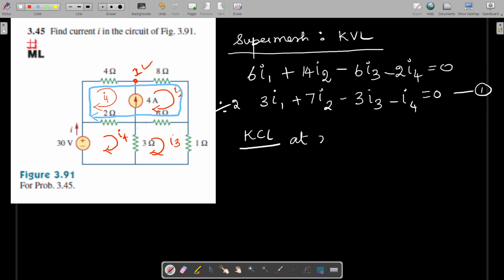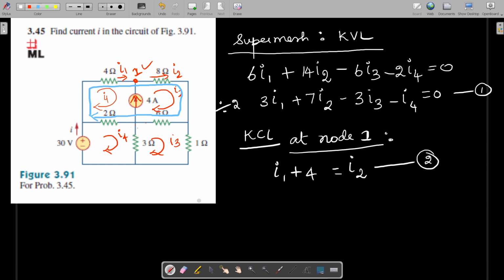Okay. So at node 1, here the current I1 is flowing in this direction, this I2 is flowing in this direction, and the 4 amperes current source is flowing towards this junction or the node. Okay. So what are the incoming currents here? This I1 and this 4 ampere current source, they are all incoming currents, and the leaving current is this I2 current. So this makes our second equation.